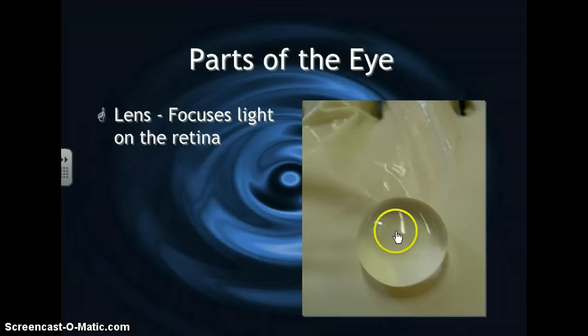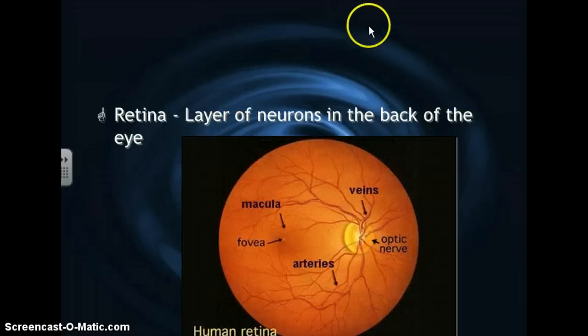The lens, and this is an actual lens from an eye, it's what's used to focus the light onto the retina. The retina then is a layer of neurons in the back of the eye. So this is a picture of the retina, and you can see some of the arteries there and some of the other things.